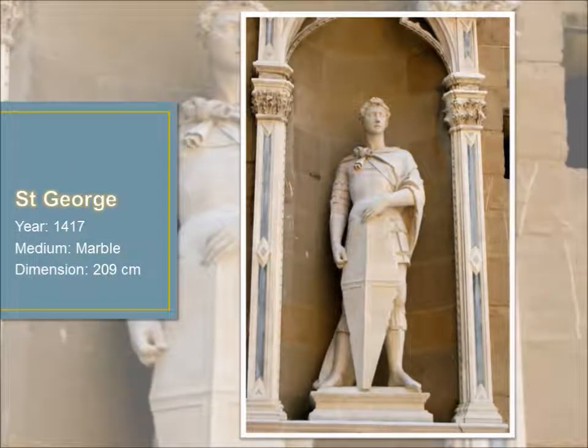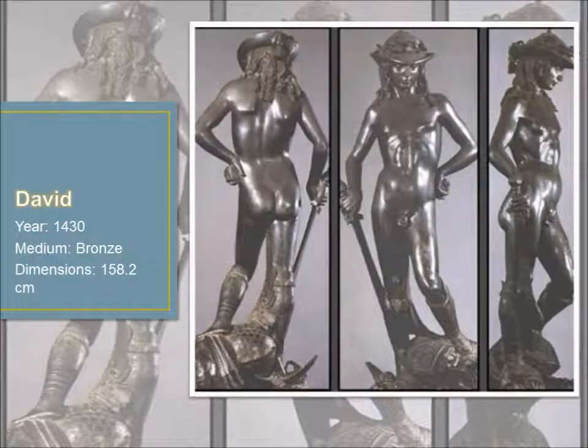St. George was constructed in 1417 for a lesser guild in Orsanmichele, and thus was not allowed to be crafted in expensive, prestigious bronze. So, Donatello created it using marble. Scholars are united in their admiration for the St. George, but are divided only when it comes to evaluating the significance of the statue to Donatello and the Florentine people. In 1430, Donatello made David out of bronze.